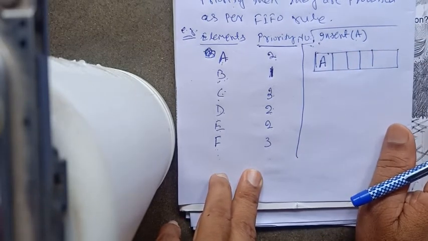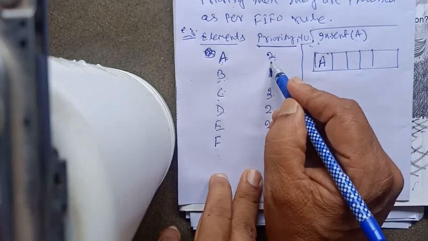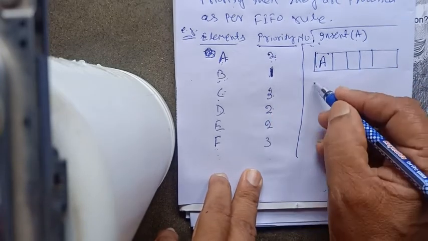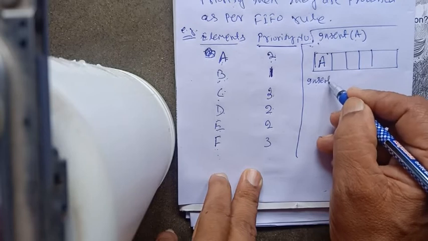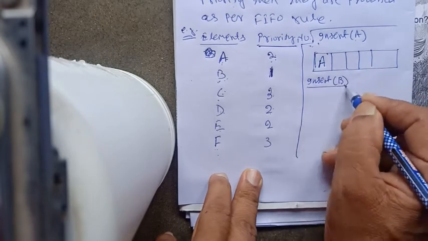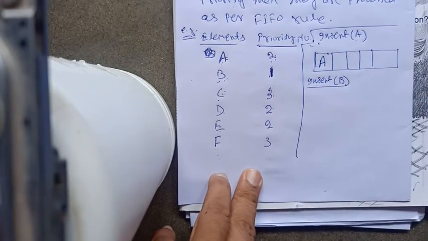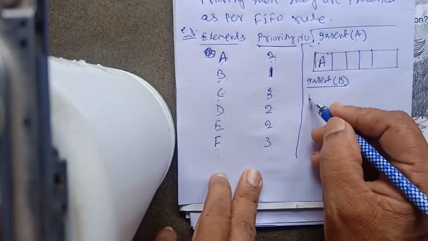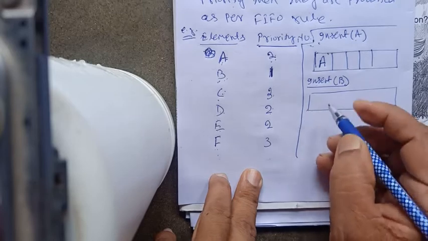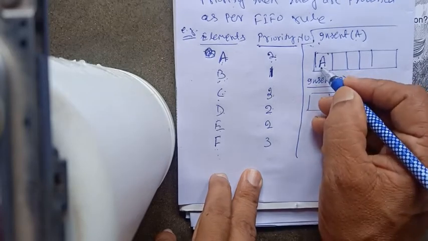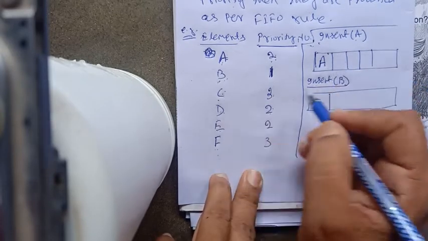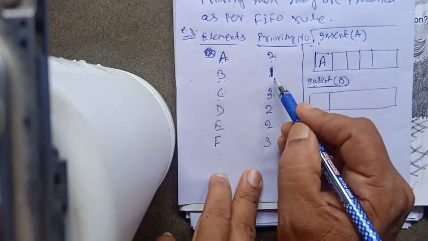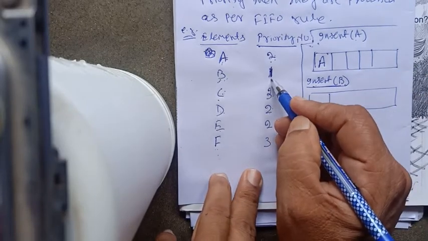Okay, what is the priority number of A? The priority number of A is 2. Now after some time I have issued insert B. Let me tell you how these elements will be inserted. Already A is in the first position, but now when B is entered, what is the priority of B? The priority of B is 1.